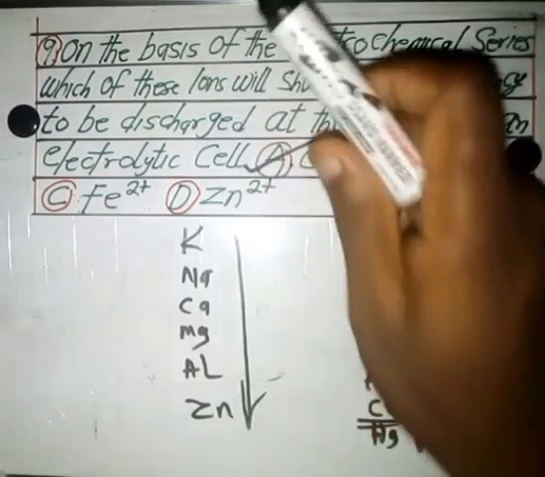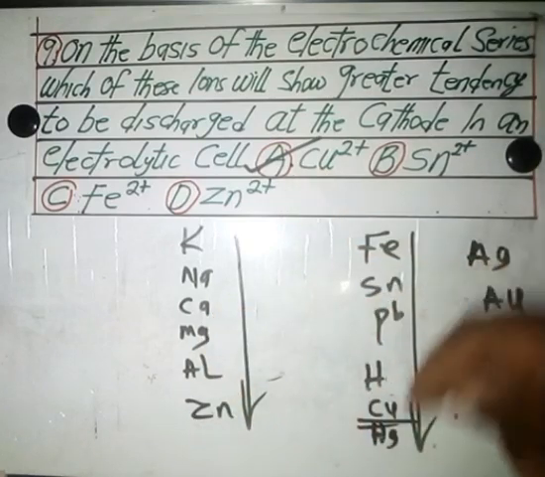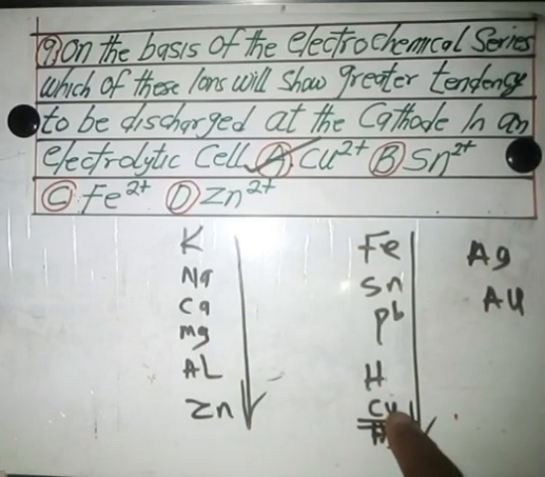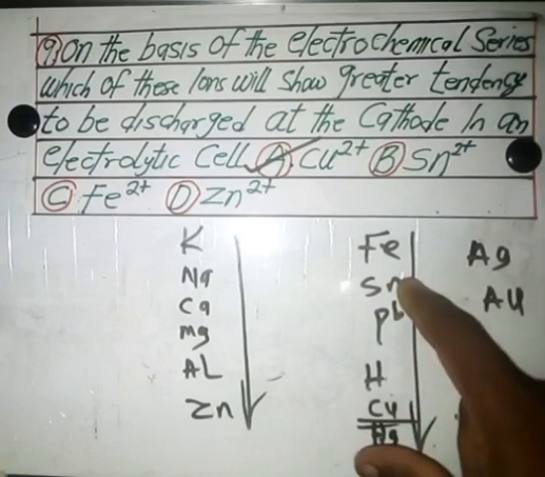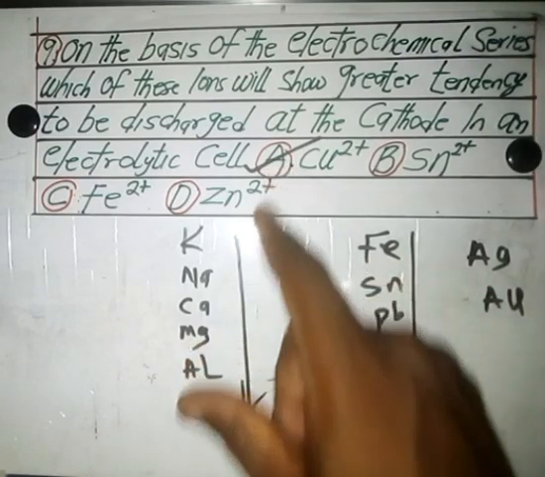The further up they are, the less they tend to be discharged because they are more reactive. So your answer is copper. Why? Because it is further down the series. Look at the position of copper, but for the rest, tin is here, iron is here, and zinc is here. The answer is A, copper.